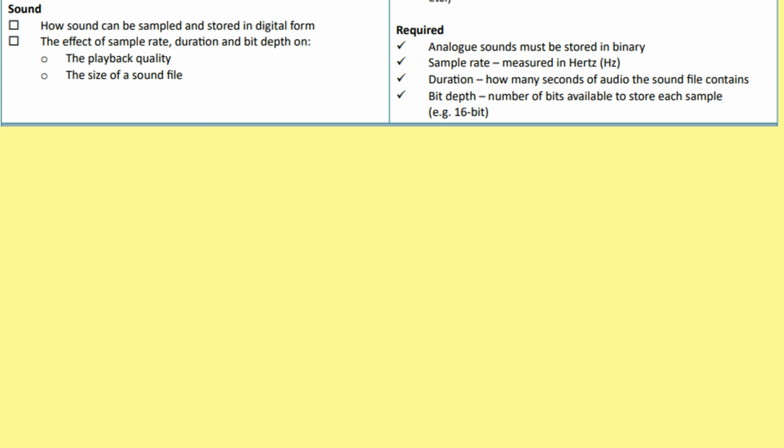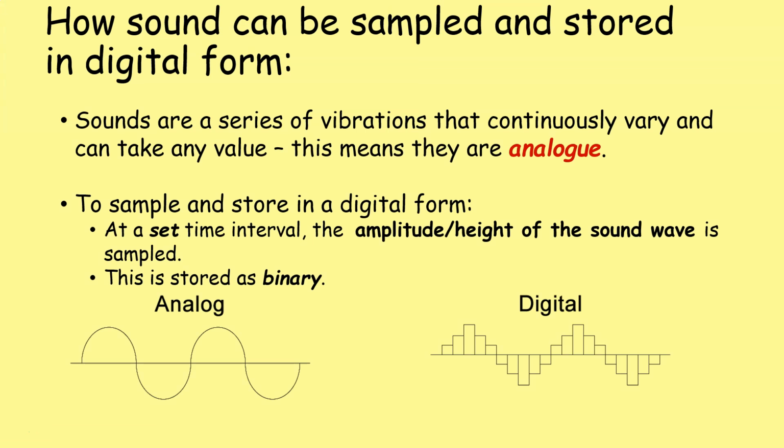Now let's take a look at sound. How sound can be sampled and stored in digital form. Sounds are a series of vibrations that continuously vary and can take on any value. This means they are analog. To sample and store in digital form, at a set time interval, the amplitude or the height of the wave is sampled. This is then stored as binary data.